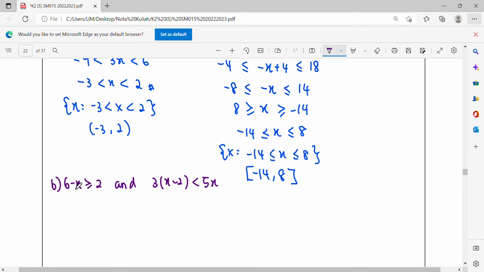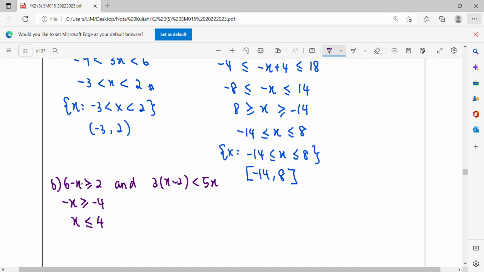So what's the answer for this linear inequality? We are going to simplify one by one. So move your 6 to the right-hand side, minus 6, it gives you negative 4. Then when you want to divide by a negative, you need to change the sign, becoming 4.